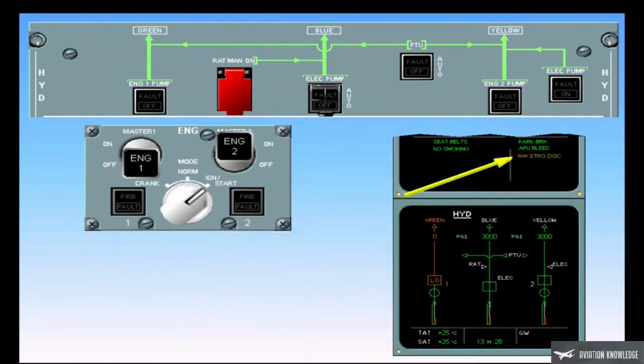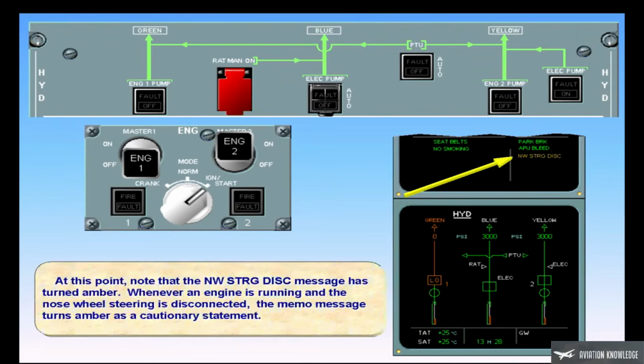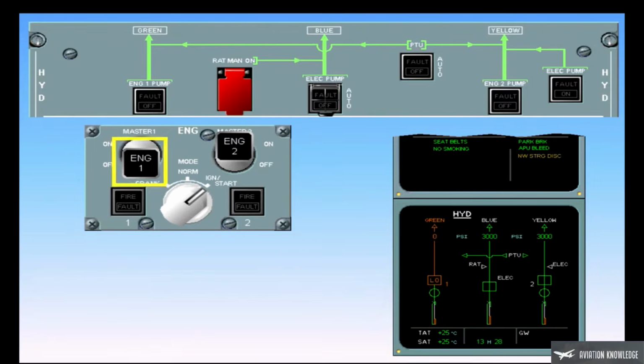At this point, note that the nose wheel steering disconnect message has turned amber. Whenever an engine is running and the nose wheel steering is disconnected, the memo message turns amber as a cautionary statement. We will now start Engine 1. Observe the green system indications.